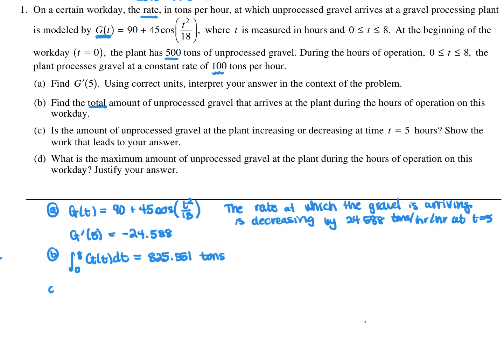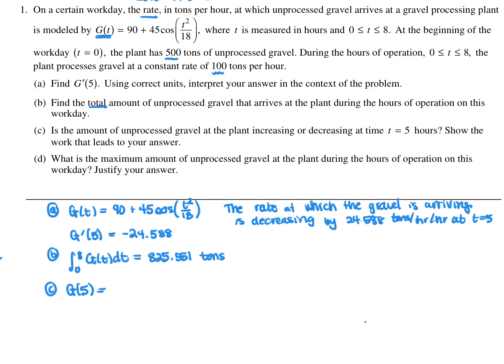Part C. Is the amount of unprocessed gravel at the plant increasing or decreasing at time equals 5? Show the work that leads to your answer. First thing we're going to do is find out what the rate is at time equals 5. So let's start there. At time equals 5, it'd be G of 5.